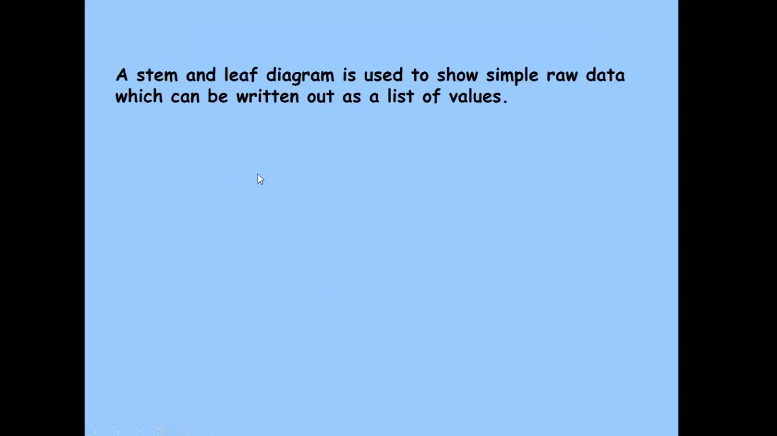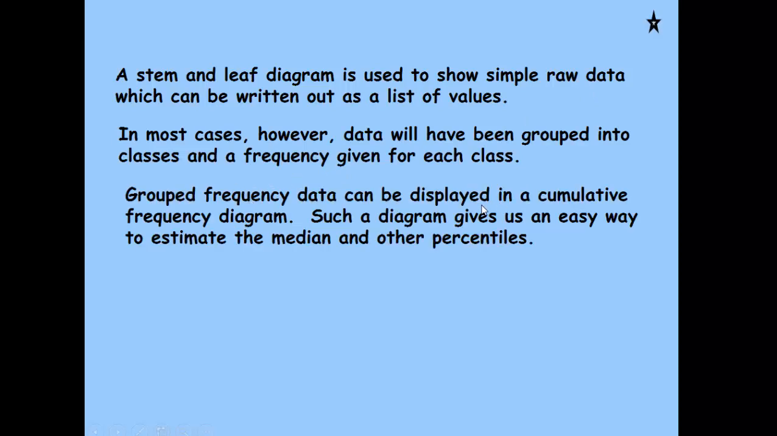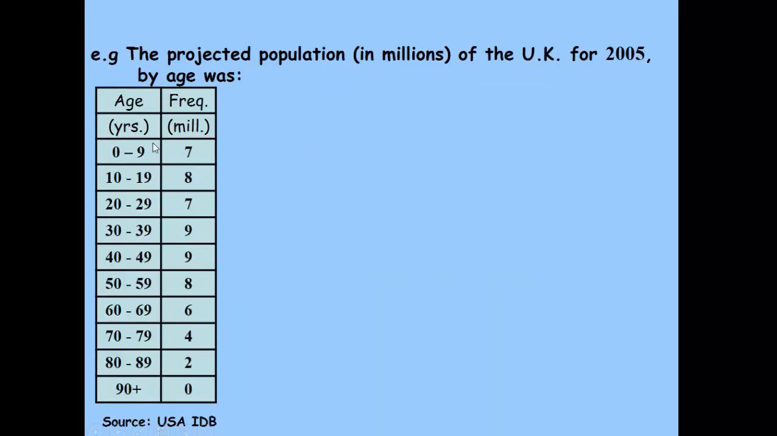We looked at stem and leaf diagrams in the previous video and showed how they display simple raw data very effectively. The data we're now going to look at with cumulative frequency diagrams is grouped frequency data. It's really useful for working out things like the median, the quartiles or other percentiles. We're going to look at this information here.